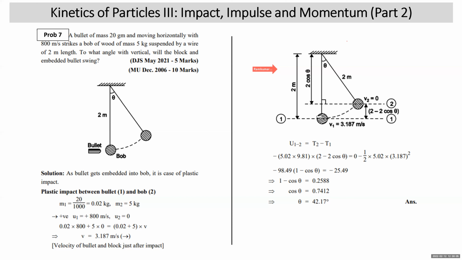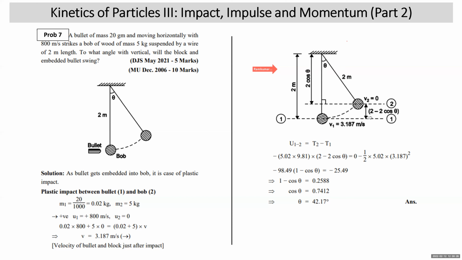Bob has gained the velocity of 3.187 meter per second and it will continue to swing till it comes to rest. So in position 2, velocity is 0. All right. Now this length is 2 meter. This length is 2 meter. So this angle is theta. So in this right angle triangle, this length will be adjacent. In this right angle triangle, hypotenuse is 2 meter. So this adjacent side is 2 cos theta.